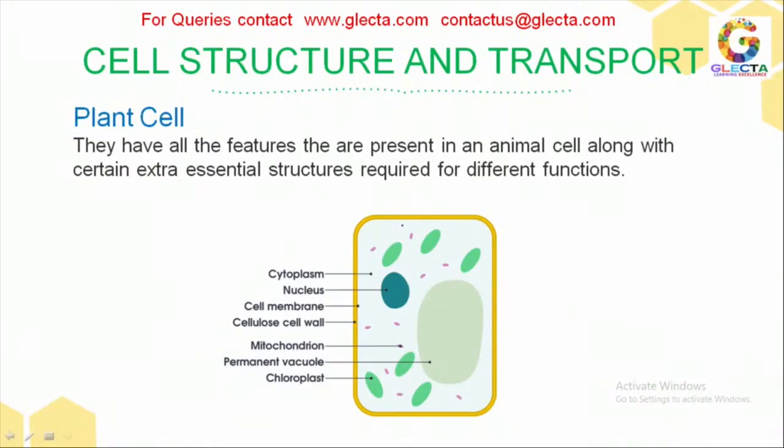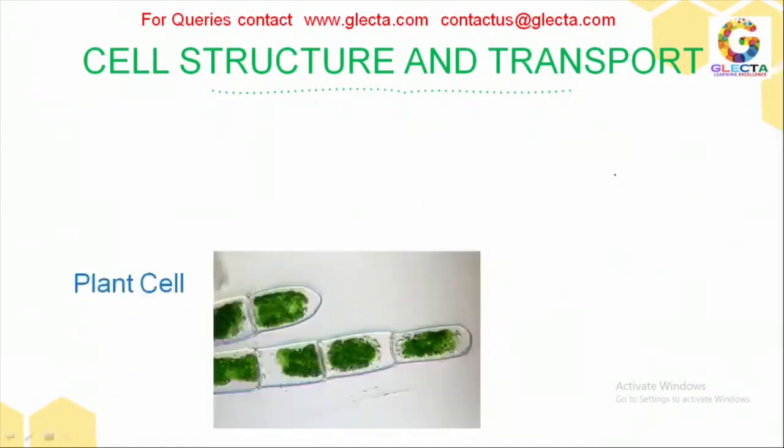There are features that are going to be special in your plant cells. So your plant cells are going to have all the features that are present in your animal cell. But along with those, there are going to be extra essential structures that are required for different functions.